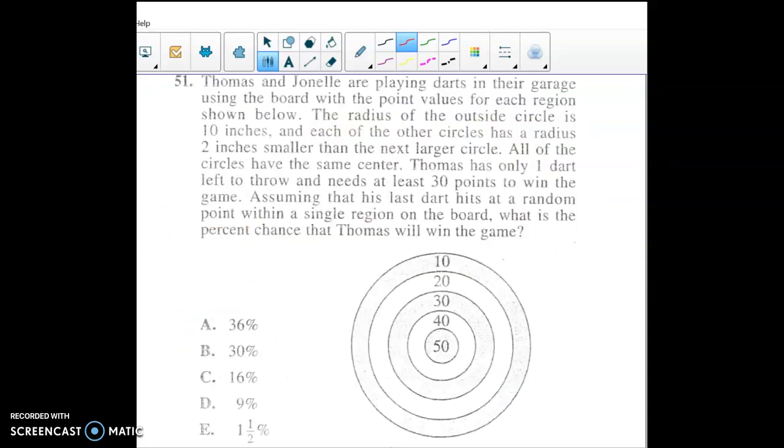Maybe skip that one. Let's do a probability dartboard one. So these are always good ones to try. This is actually taken from an ACT, so it'll be good practice for you. So pause the video, give it a shot.